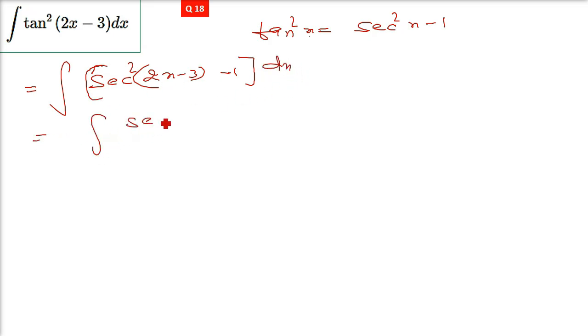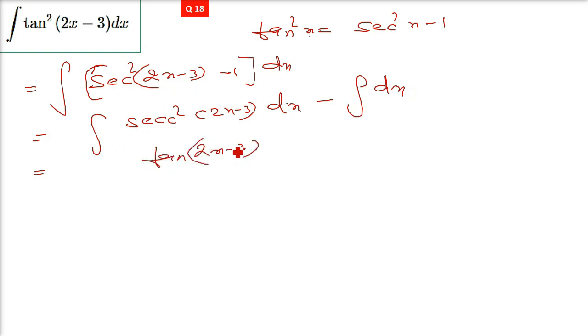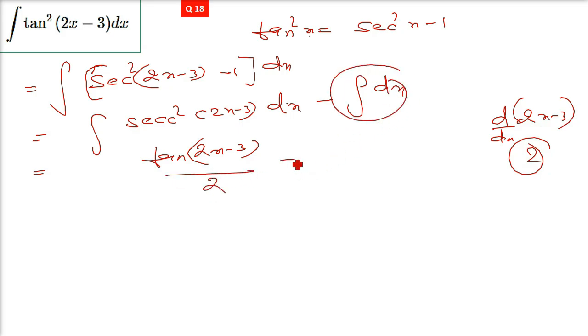Separate these two terms: integration of sec square (2x minus 3) dx minus integration of dx. Sec square is what? We have a direct result. It's tan (2x minus 3), but we'll not stop here. We have to differentiate 2x minus 3, that will be equal to 2, and that needs to be divided. So just divide it by 2 here. What is integration of dx? It's simply x. So we have a constant of integration along with this. So this is your solution.